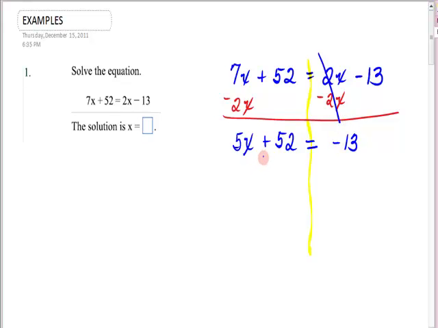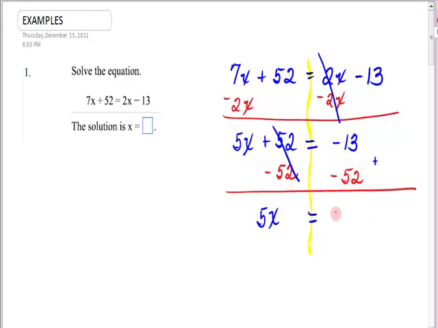Variables on the left, focus over here. Is there a constant to get rid of? Yes. And I will do the opposite, which is subtract 52, subtract 52. I have 5x, those are gone, equals negative, negative, using the addition rules. If they're both negative, add them up for negative 65. What do we call the 5 that's with the x? It's its coefficient. It's multiplied by it, so we'll divide by it. That leaves me with x is equal to negative 13.